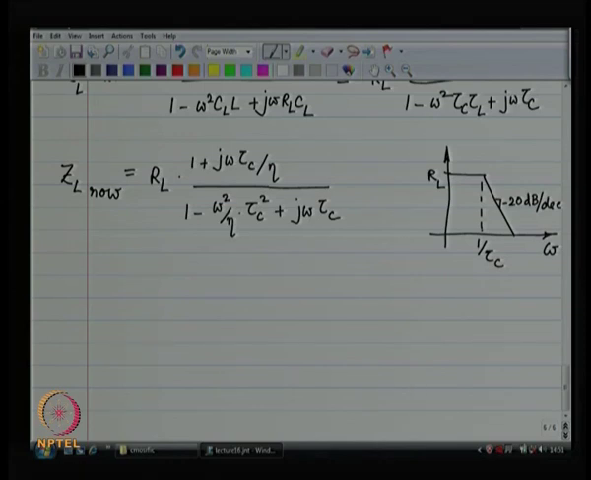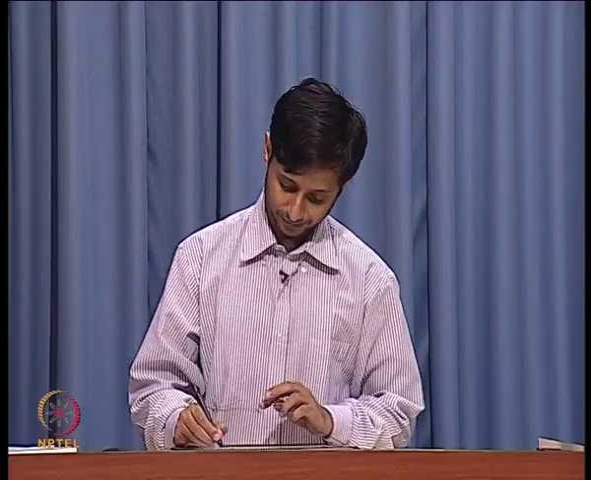Now, let us examine what is the new load impedance. The new load impedance has got a 0. Where is the 0? The 0 is at eta by tau C. Okay. So, this is 1 by tau C, and if eta is more than 1, then the 0 comes further down. If eta is less than 1, then it comes earlier. Okay. So, let us say it comes earlier.